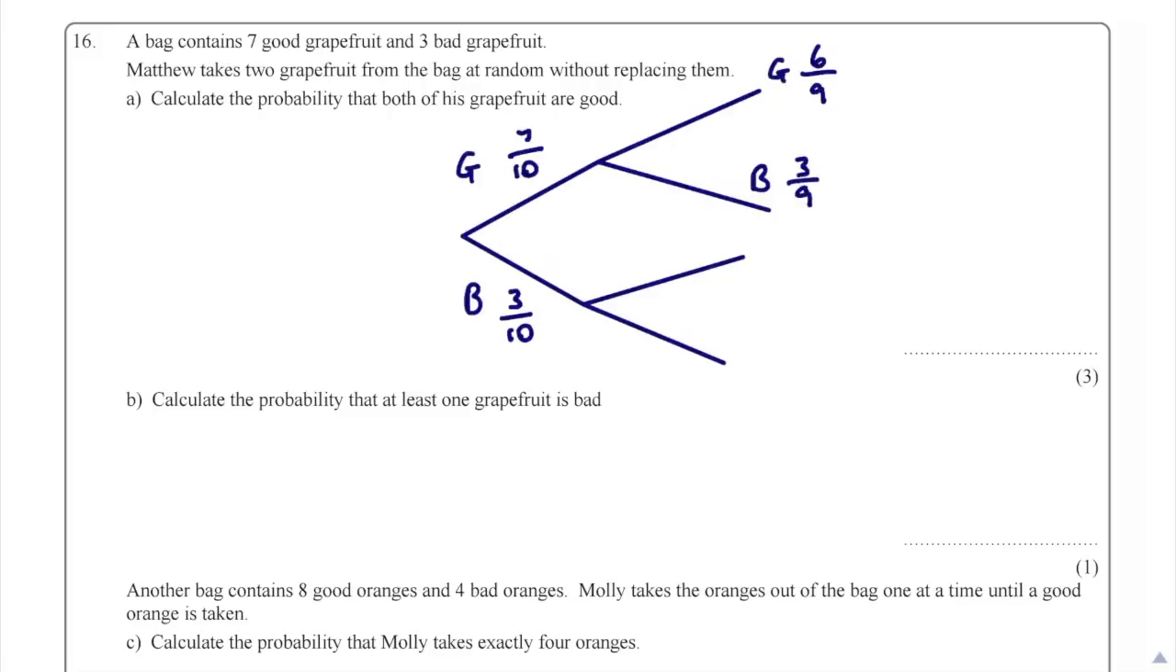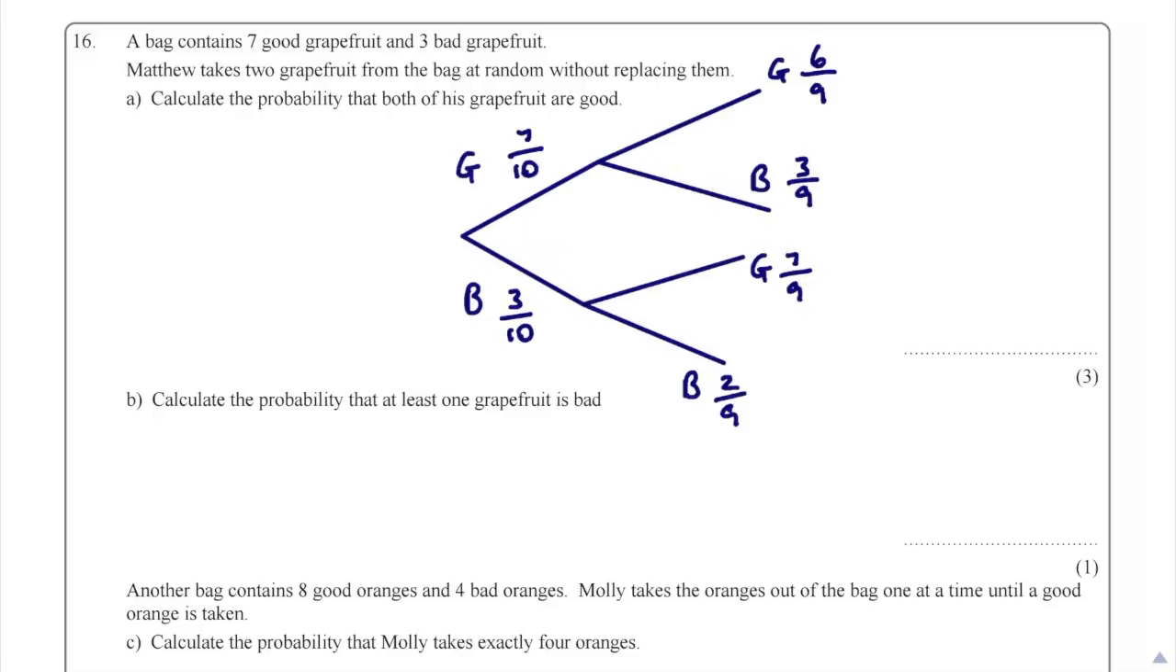Because remember, these two probabilities, the probability of getting good grapefruit and bad grapefruit, add up to a total of 1. So here, the probability that he gets bad grapefruit, given that he's already picked out a bad grapefruit, is going to be 2 over 9. So the probability that he picks out a good grapefruit is going to be 7/9. Okay, so that's our tree diagram.